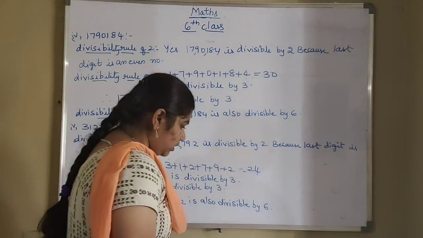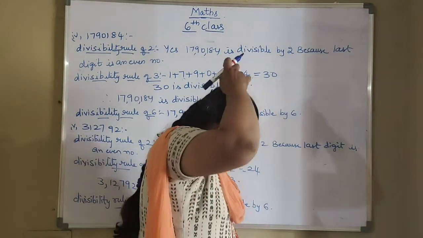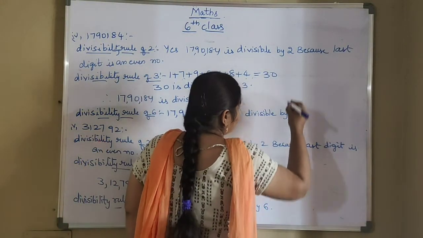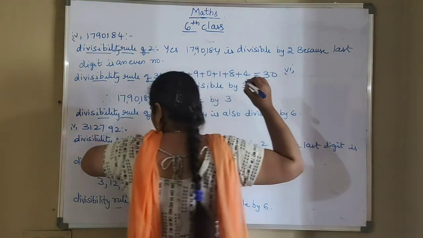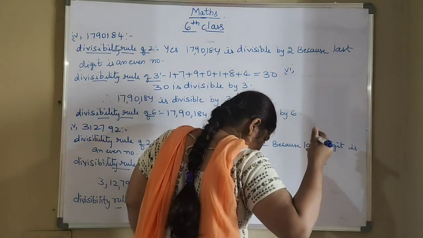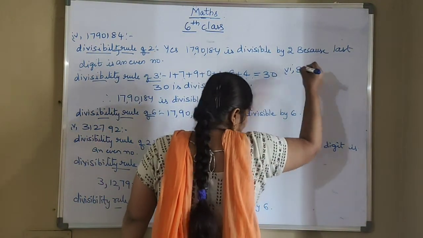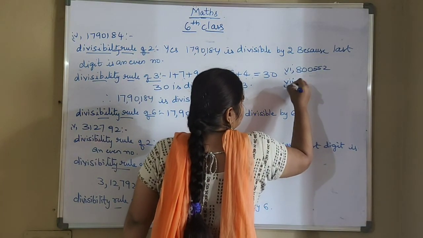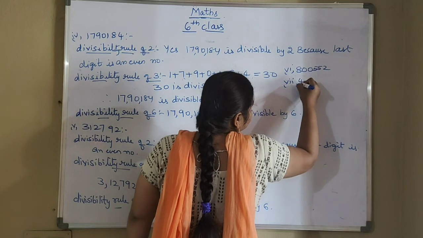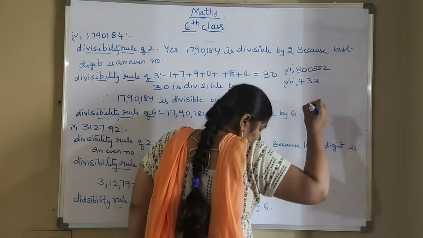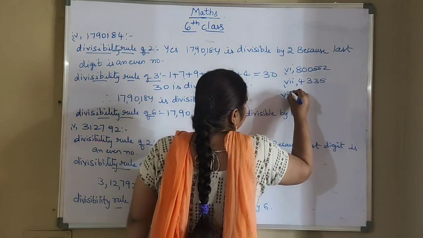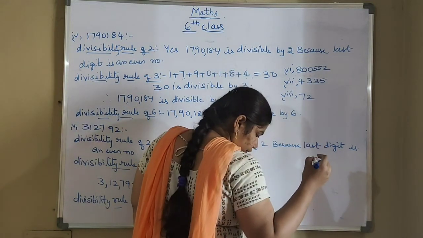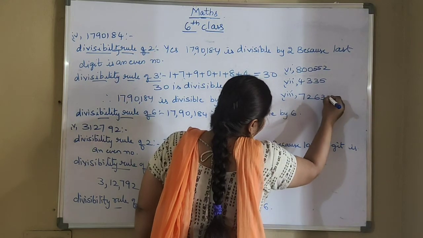So, for the remaining, the 6th, 7th and 8th, you try it as homework. So, what is the 6th one? 6th one is this, 7th one, and this is the 8th one. You try these 3 bits as homework. You have to check for 2, 3 and 6.